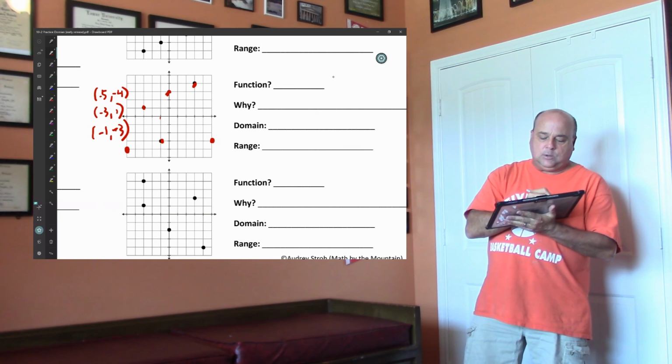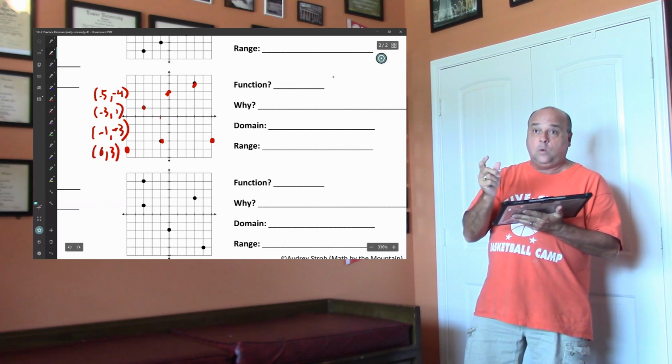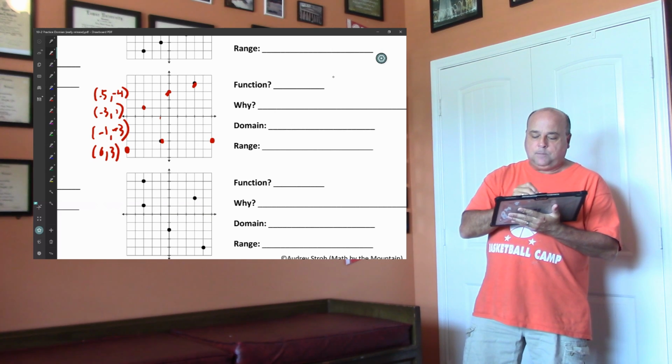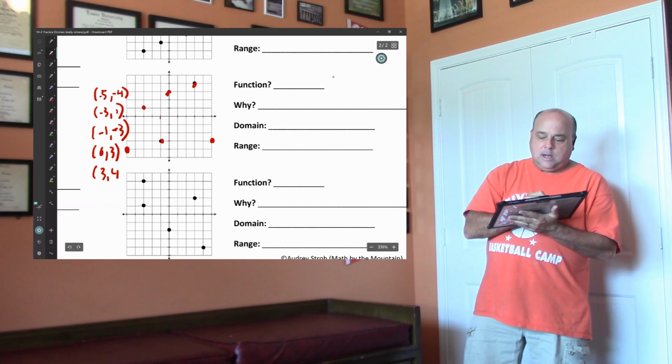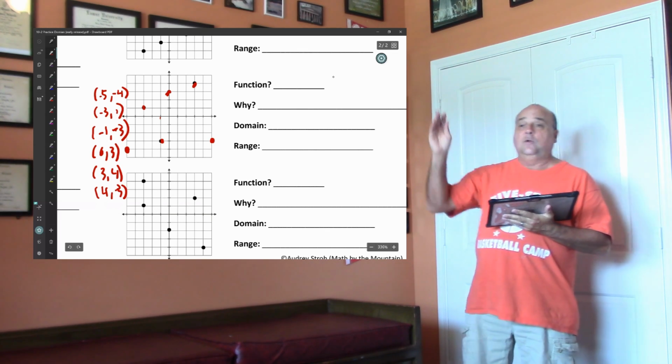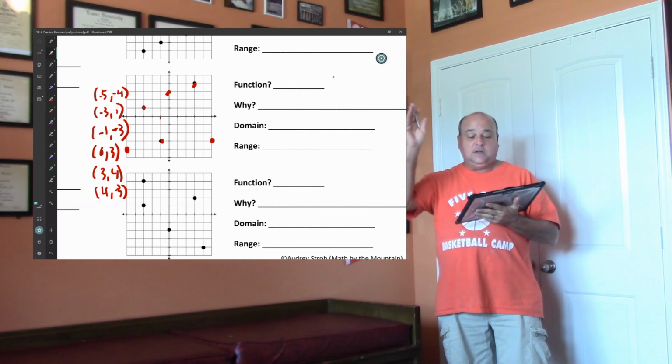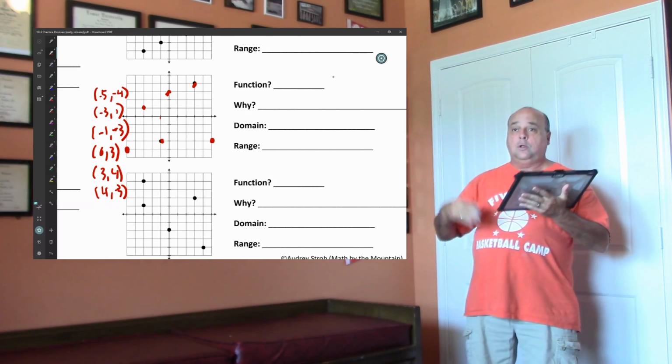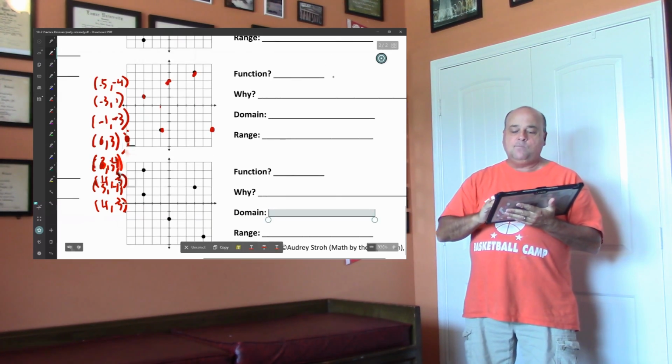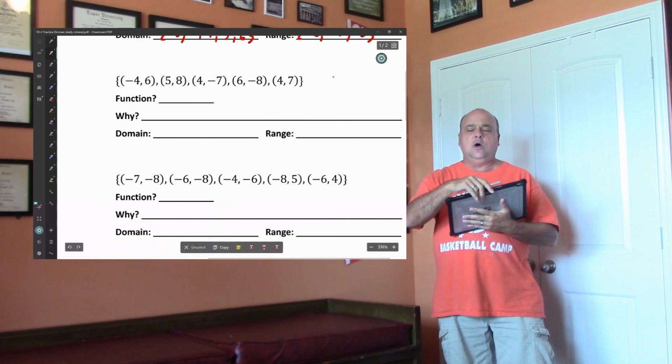The next one would be 0, 3. That would be our y-intercept, wouldn't it? The next one would be 3, 4. And the last one would be 4, -3. Okay, so that right there would be your domain and range. Notice none of these dots are on the same vertical line. It would be a function, right? So you're going to do the rest of this on your own today.